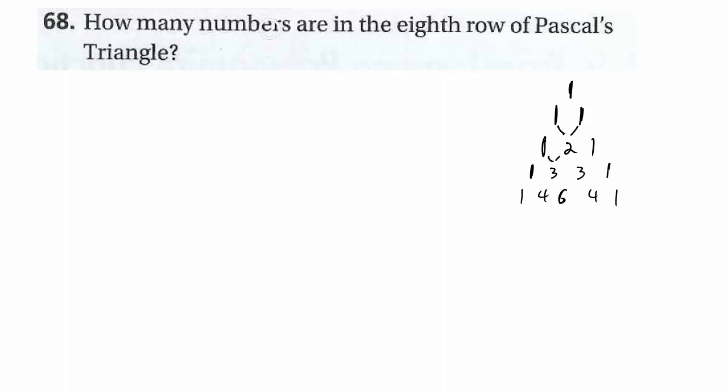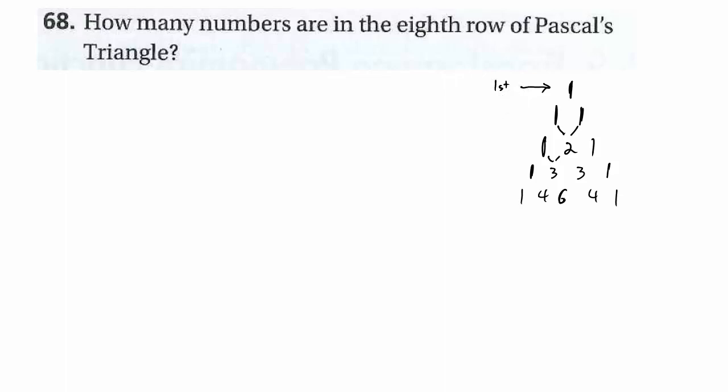So how many numbers are in the 8th row of Pascal's triangle? Well, first of all, you can actually answer this question without even generating the 8th row. If we call this the first row, there's the first row right there, then you know that in the second row there are 2 numbers, in the third row there are 3. So obviously in the 8th row, there's got to be 8 numbers.